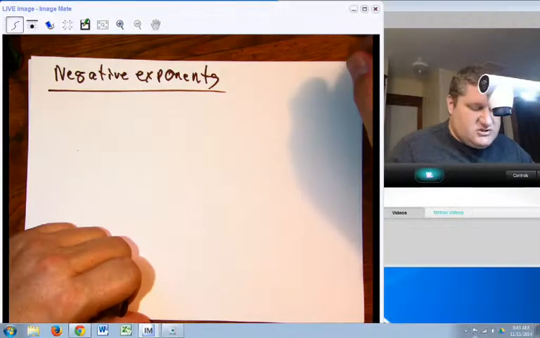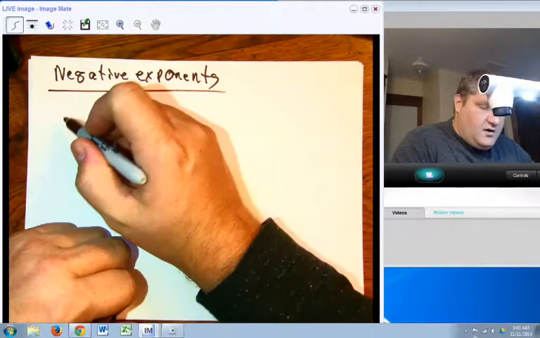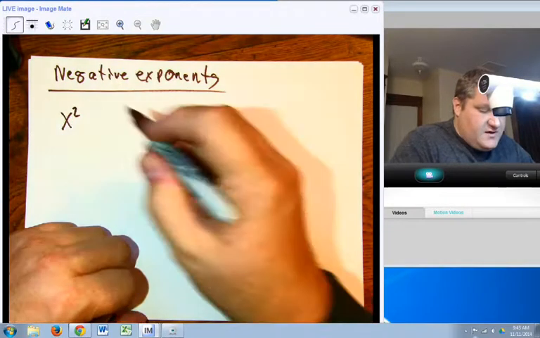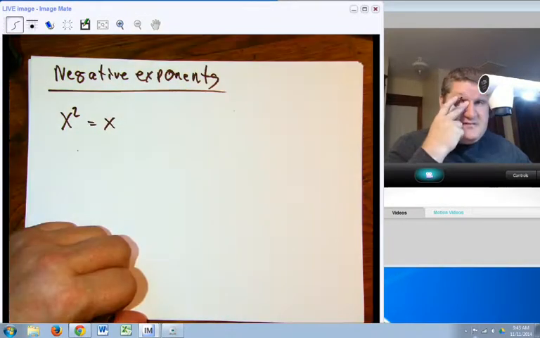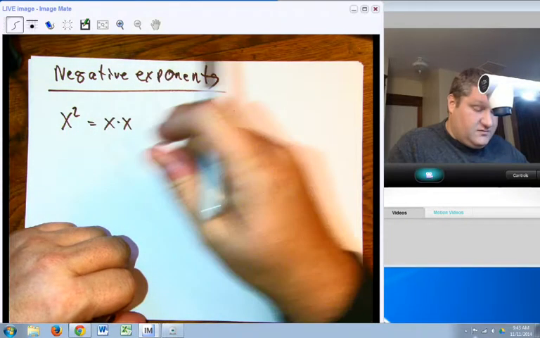Okay, ladies and gentlemen, let's start talking about negative exponents. Negative exponents are an offshoot of regular exponents. So let's start with x squared. If I have x squared, that means I have x times x. I have two x's that are multiplied together.